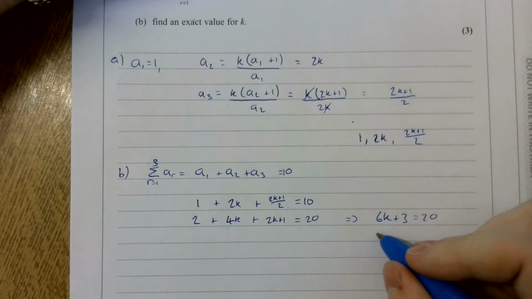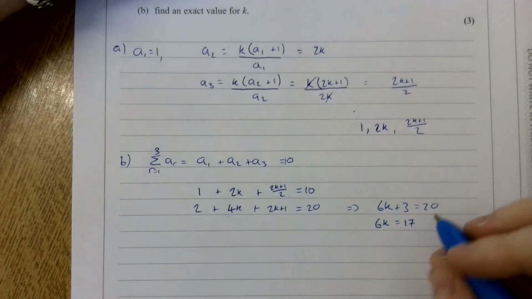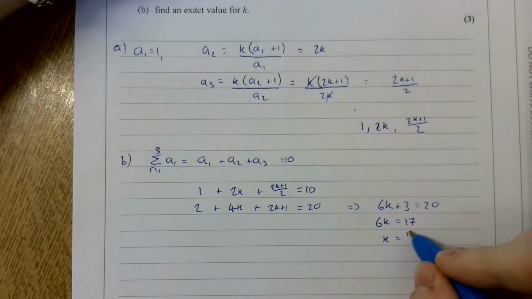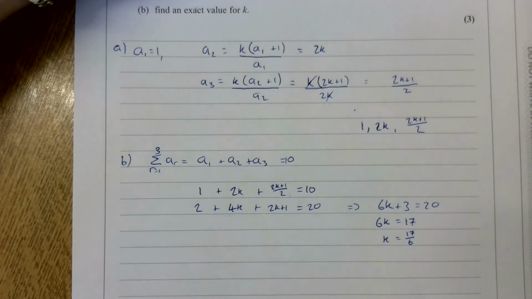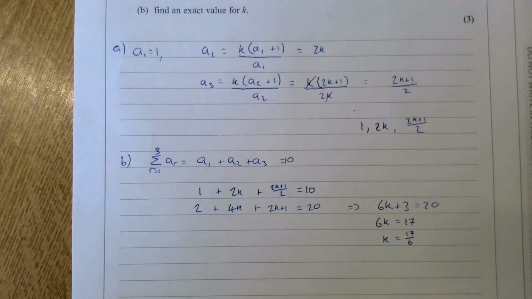And go ahead and subtract 3 from both sides. I get 6k equals 17. Dividing through by 6, I get that k is 17 over 6. Okay. It does say exact value. Dividing by 6s is going to leave you with some nasty recurring decimals, and that's not exact. So I would leave it like that. I wouldn't really change it.